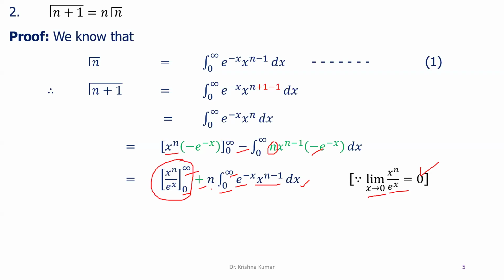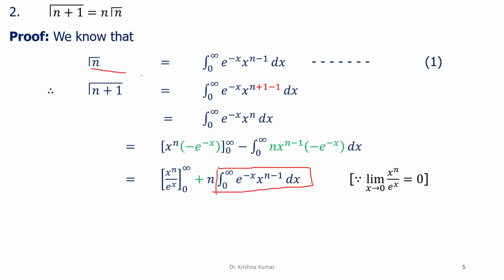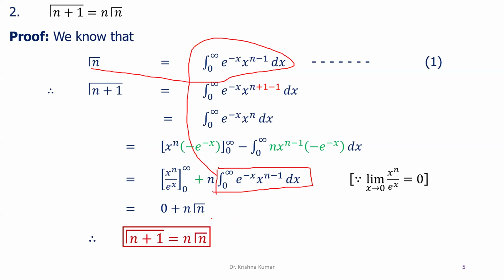And now only this term is remaining. But if we see, this is nothing but gamma of n, from the definition. Just look here. So we can write down 0 plus n gamma n, or gamma of n plus 1 is equal to n gamma n.